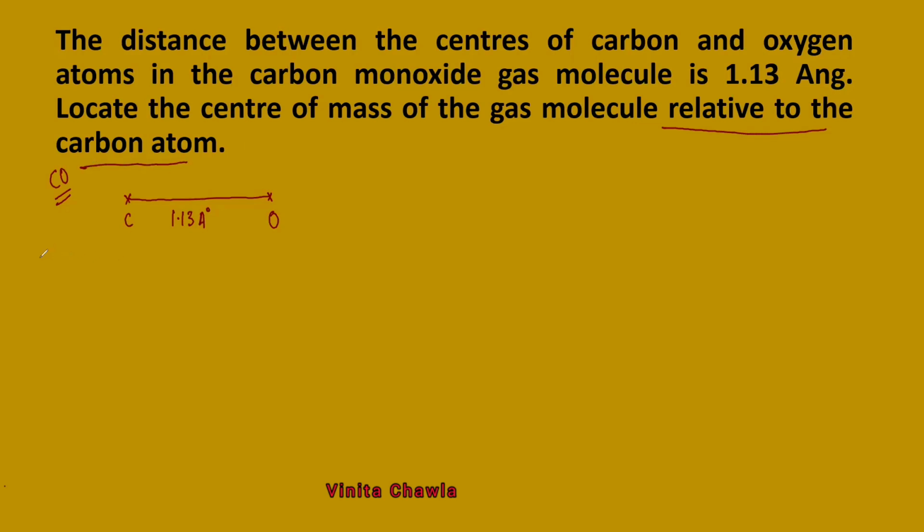See, it's our choice how we take a coordinate system. We can take x1, y1, x2, y2 as coordinates of C and O, right? And for the sake of convenience, we can also take this carbon at origin. So what if we take this carbon at origin? Then the coordinates of this point would be (0, 0), right? So x1, y1 is 0, 0. And for x2, y2, we are assuming this CO molecule on the x-axis.